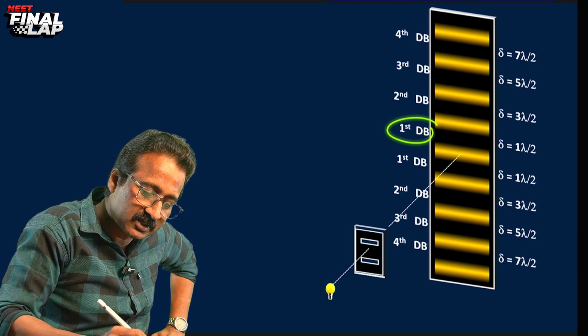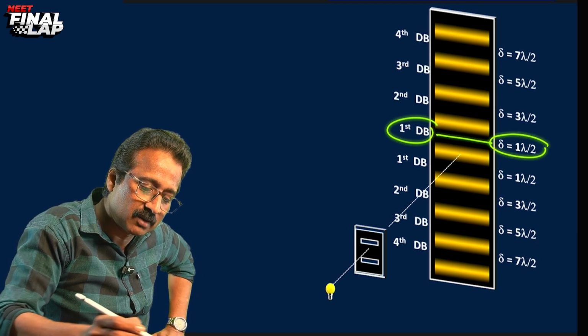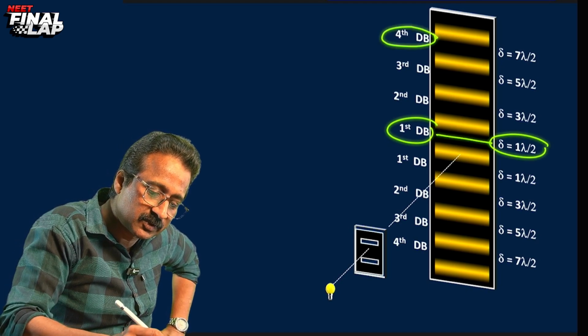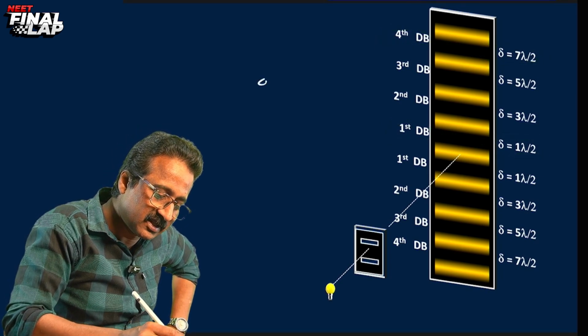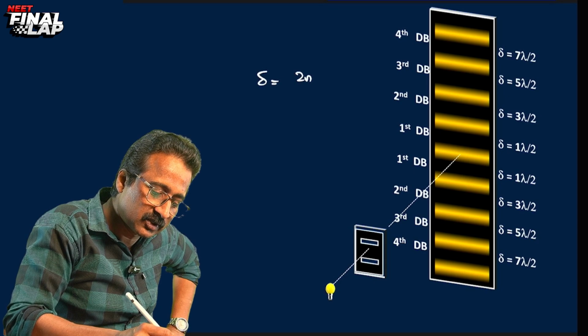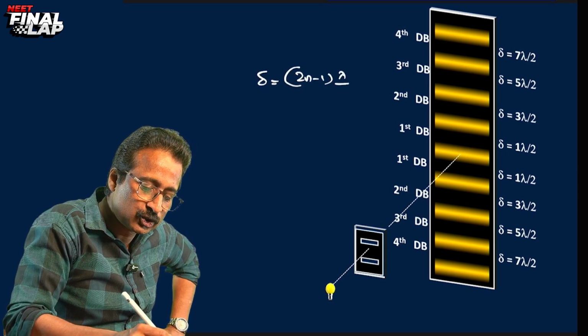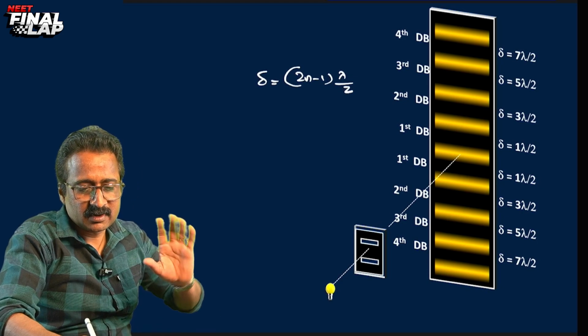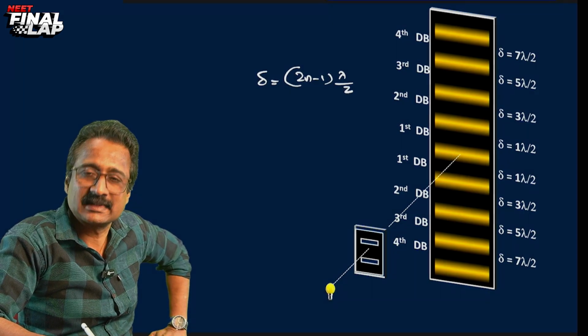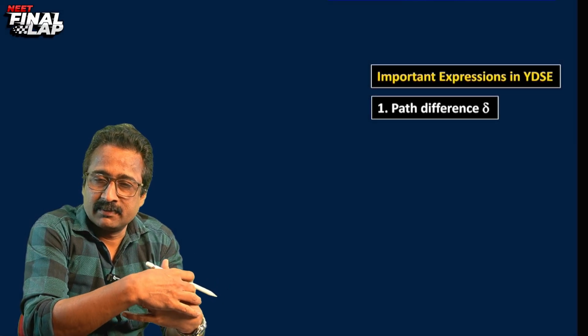This first dark band is produced because of a path difference of 1 lambda by 2. Fourth dark band is produced because of 7 lambda by 2. Once again, I'm telling you that generally nth dark band is produced because of a path difference of (2n-1) lambda by 2. So this is how the different dark and bright regions are produced on screen. Let's try to get deeper into the same experiment.